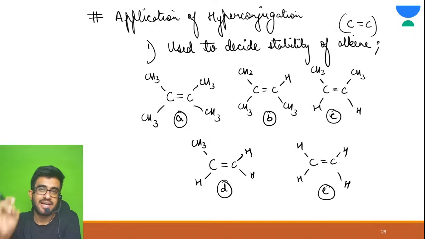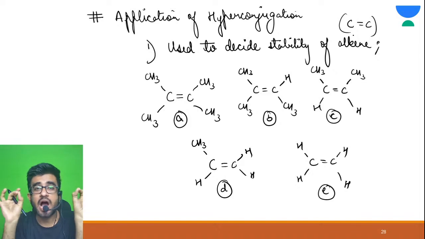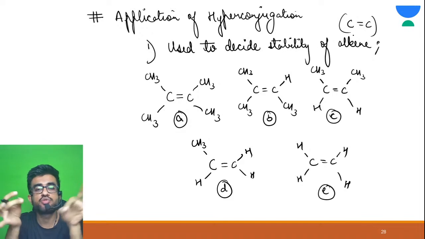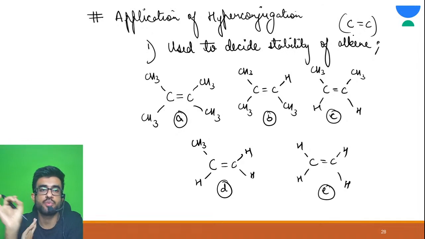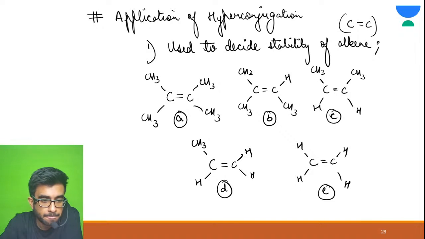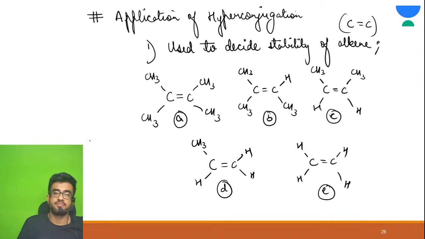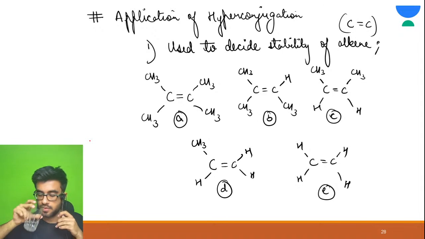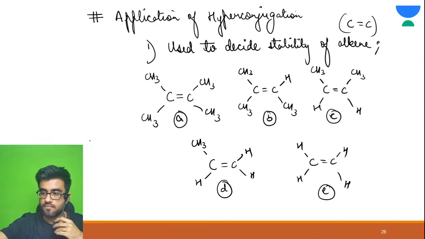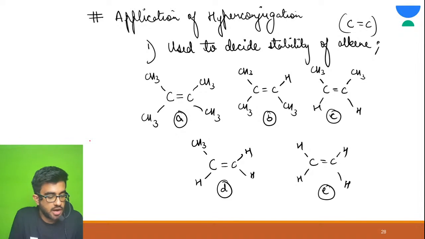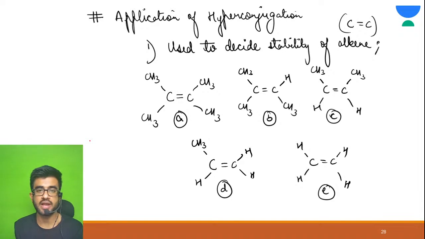Just tell me how many alpha hydrogen each one has. How many alpha hydrogen each alkene has? If you tell me this, we know that the more the number of alpha hydrogen, the more would be the stability. We can decide based on it. Just tell me how many alpha hydrogen they have.